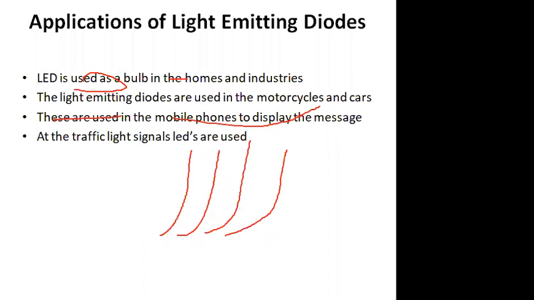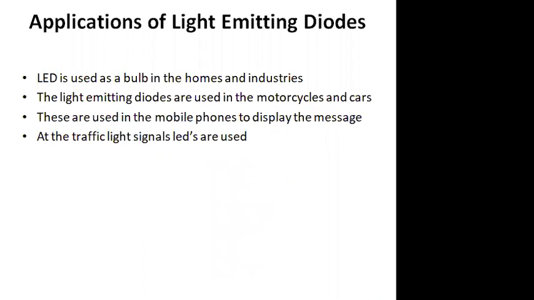Then what are the applications of LED? LED is used as a bulb in homes and industry. We use the LED because of low wattage. Okay, the low wattage LED produces efficient illumination. Light emitting diodes are used in motorcycles and cars. These are used in mobile phones to display messages. At traffic signals, light signals, LEDs are also used.